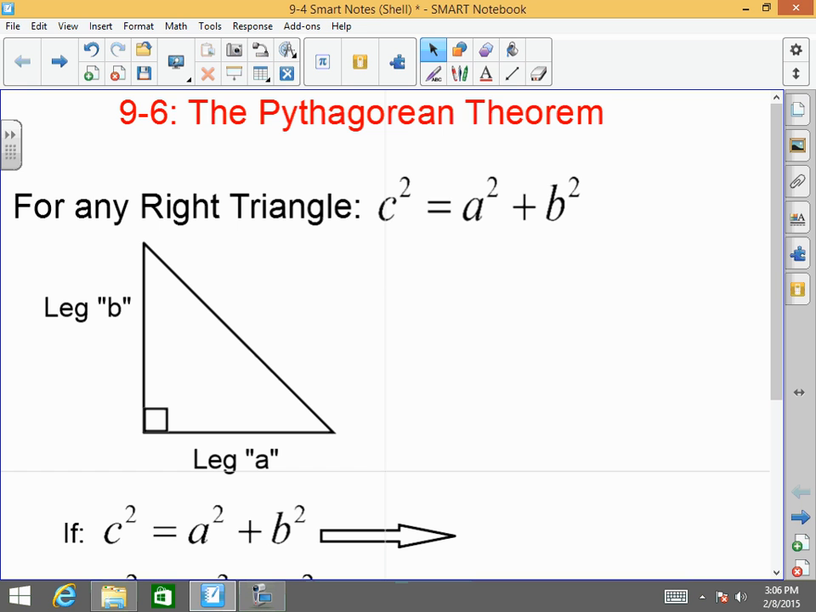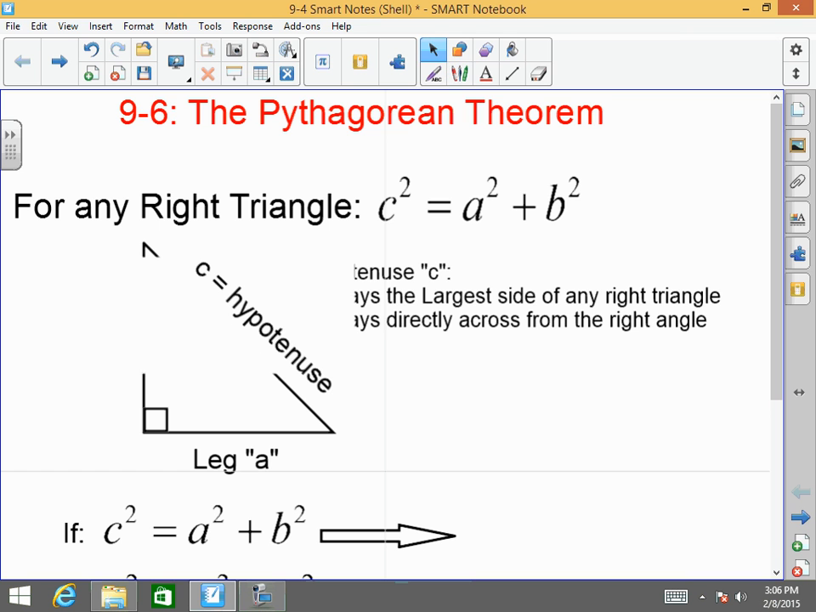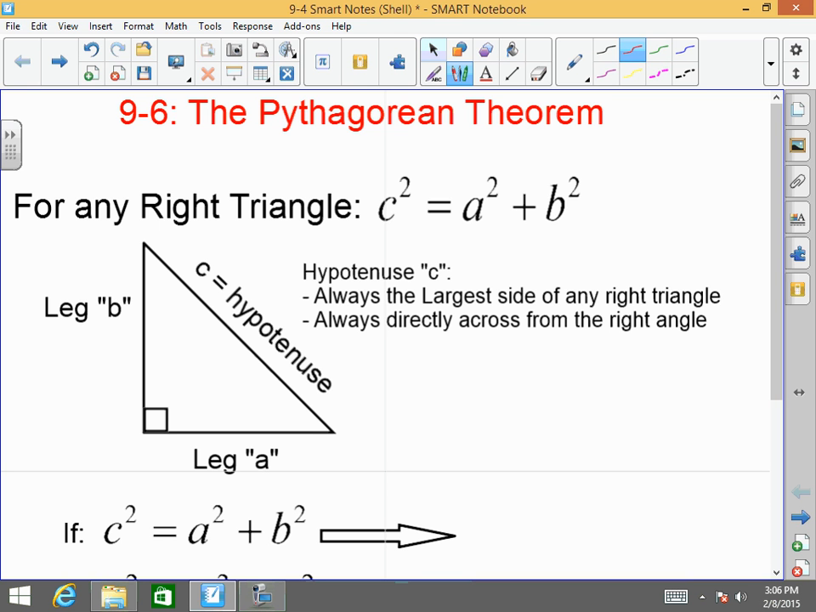What does matter, what is of absolute importance, what never changes, is the C. And the C is the hypotenuse. How do you know that the C is the hypotenuse? Well, there are two things that determine the hypotenuse. The hypotenuse, which is known as C in the Pythagorean theorem, always is the largest side of the triangle. It will always be the largest side of the triangle.